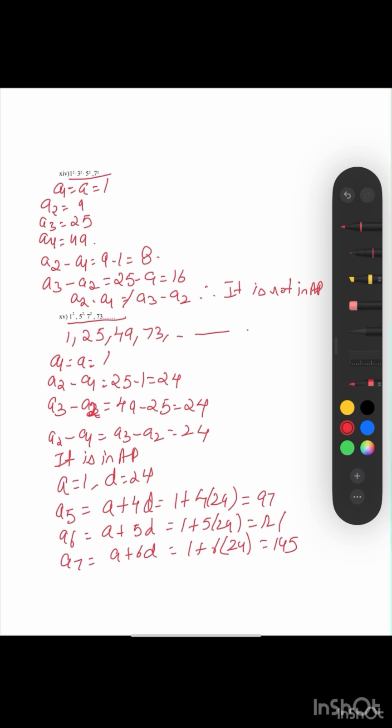I hope AP exercise 5.1 is clear with everyone. It's a simple exercise to practice.